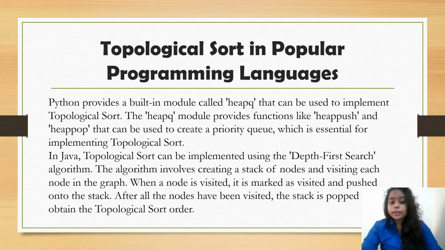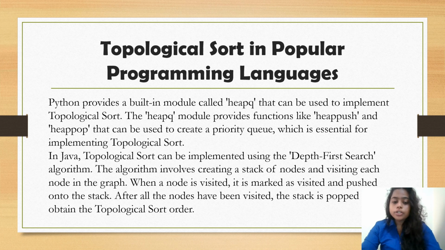Topological sort in particular programming languages. Python provides a built-in module called heapq that can be used to implement topological sort. The heapq module provides functions like heappush and heappop that can be used to create a priority queue, which is essential for implementing topological sort.